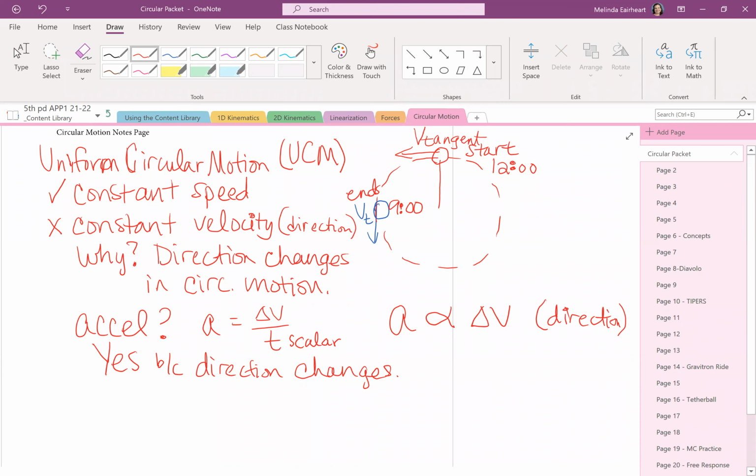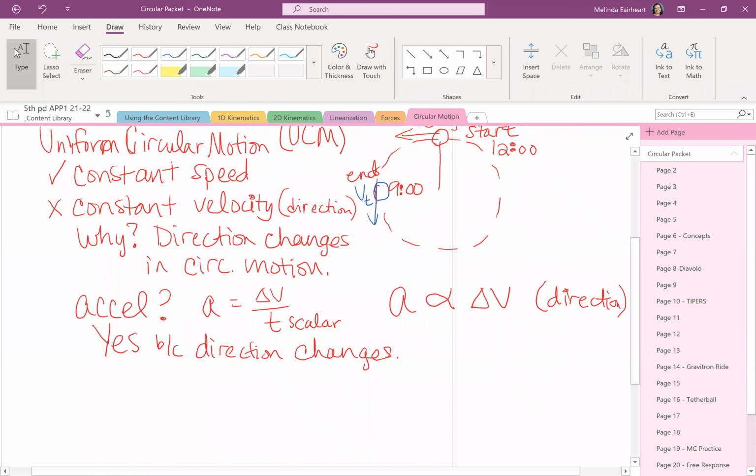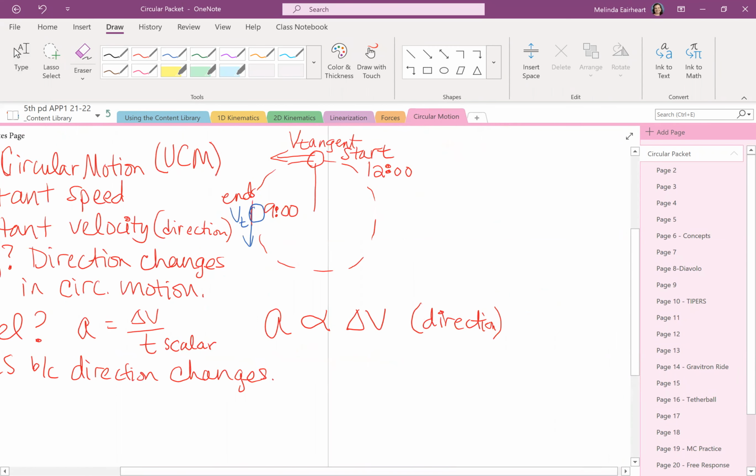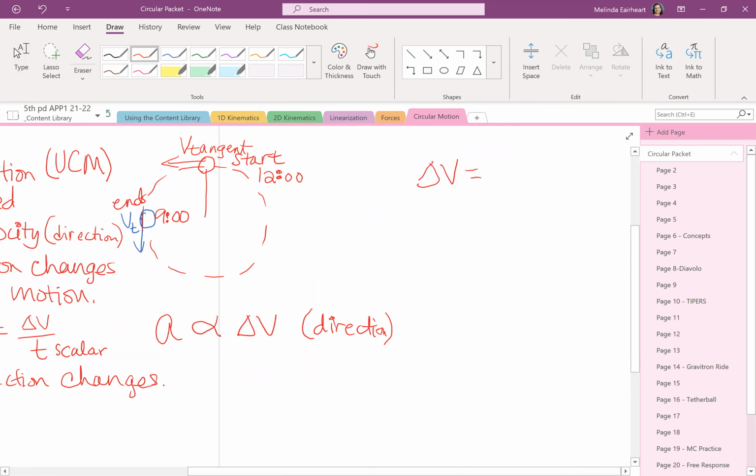Everybody good with what we're doing? That fishy alpha symbol is talking about being proportional, okay? Okay, and so change in velocity. Maybe I slide over a little. So change in velocity, delta, change in, is always final minus initial. Well, what's your final velocity vector? Not magnitude, not number, but direction. Well, if we look at our picture, it's down. So I've got down minus my initial velocity at 12 o'clock, which I designated as to the left. Everybody good so far?